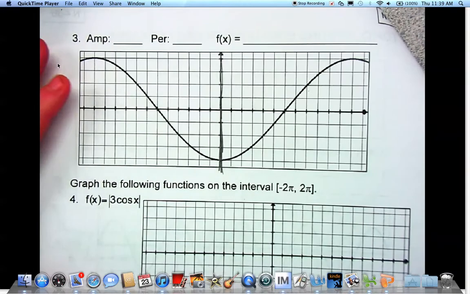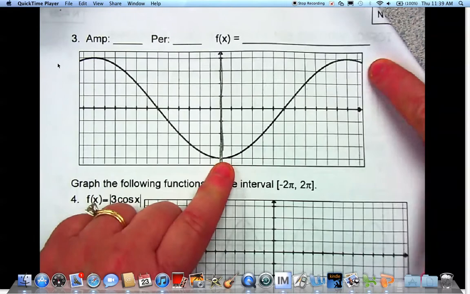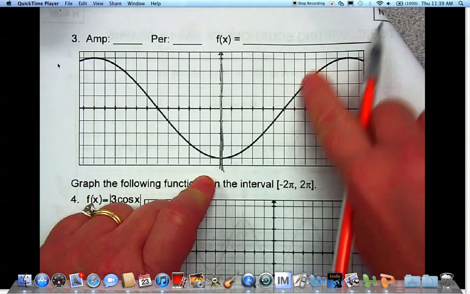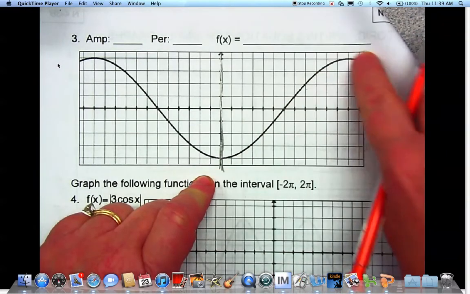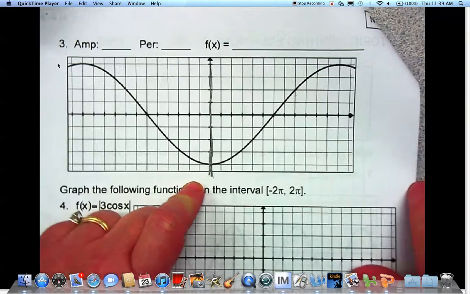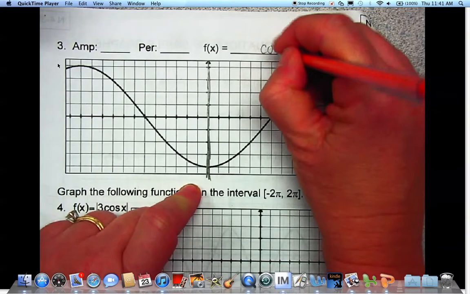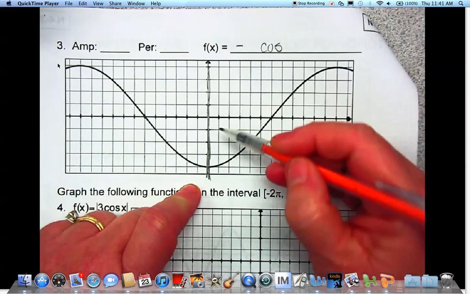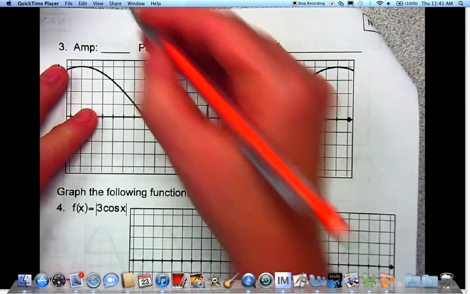Oh, there's my final one too. What is that going to be? What does this make? The beginnings of cosine, but it's upside down. It's going to make a bell, isn't it? Okay, so it's a negative cosine. What about the amplitude? Should be negative 4. Yep, negative 4 cosine.